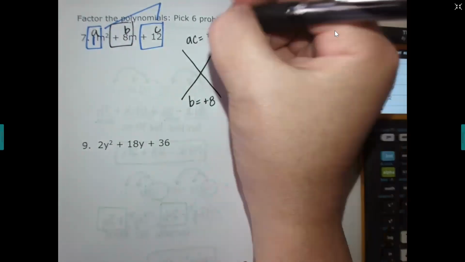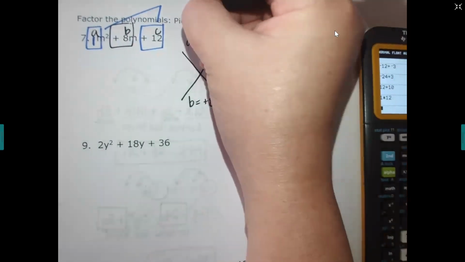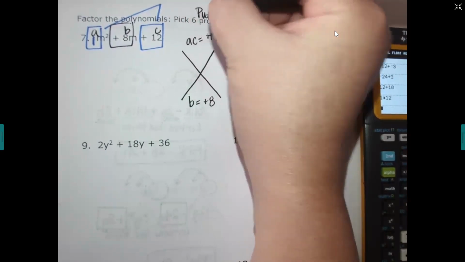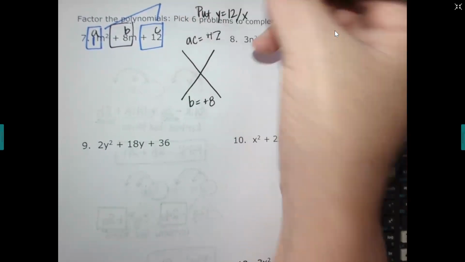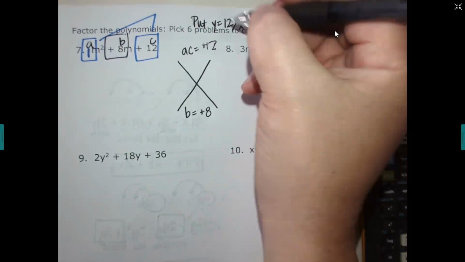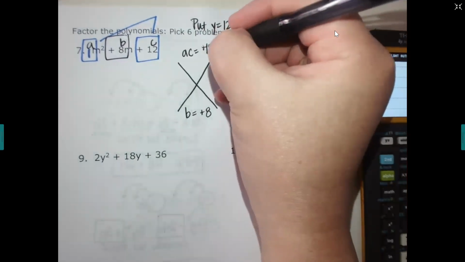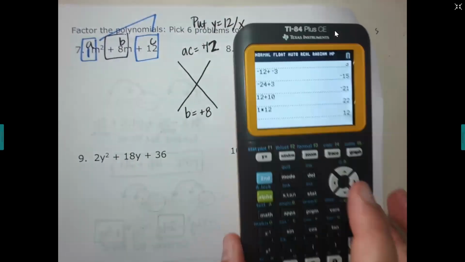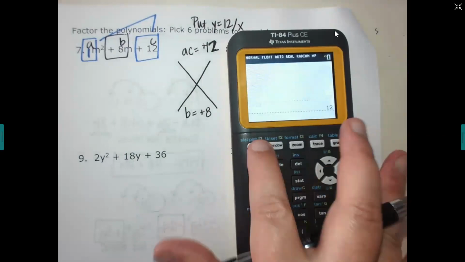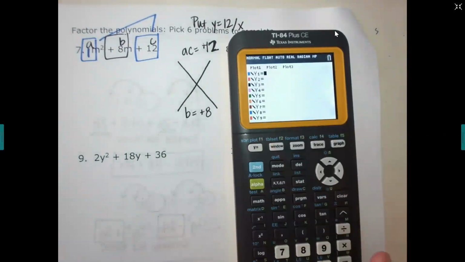Then remember from here in the calculator, you're going to put y equals 12 divided by x into the calculator if your number here is a 12. If your number were different, you'd put whatever that other number is. So I'm going into y equals here. I'm going to put 12 divided by x, just like that.